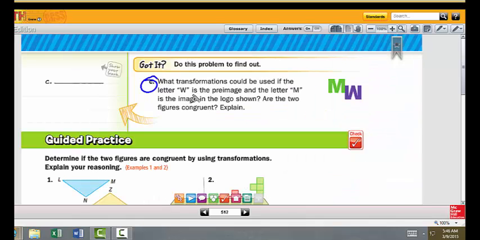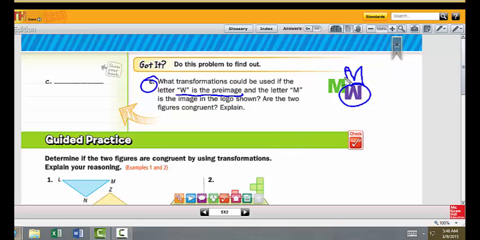Okay, let's do letter C. What transformations could be used if the letter W is the pre-image and the letter M is the image in the logo shown? Are the two figures congruent? Explain. Again, if we start out with the pre-image, W is the pre-image. So here's the pre-image. We start with this. One of the things we should recognize that we could do is a rotation, so we could spin it 180 degrees and it would look then like this.